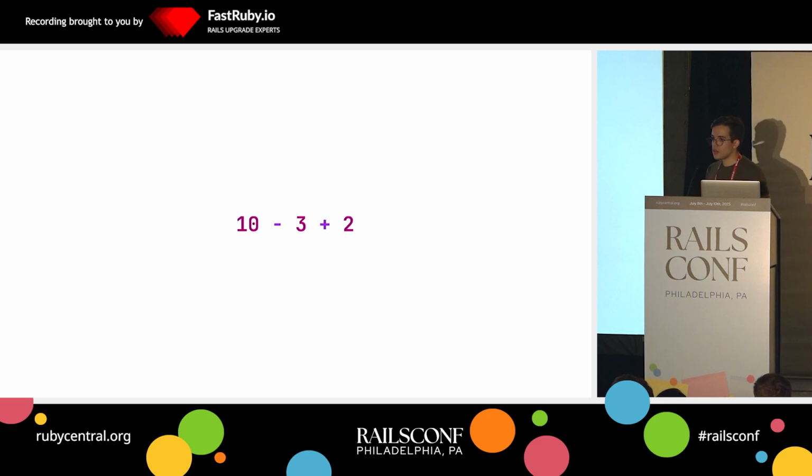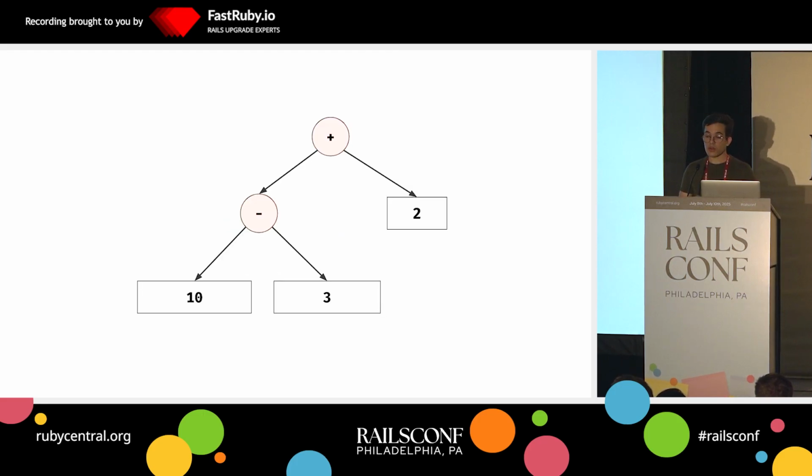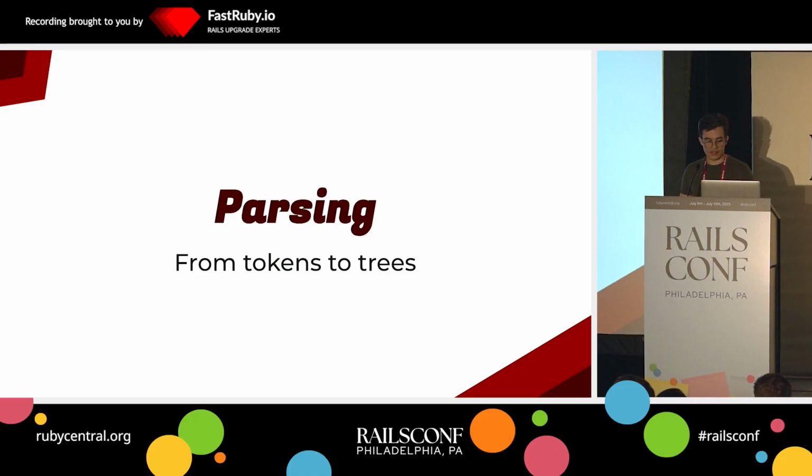Even though we have the tokens, we are not ready to understand the information yet. Take this expression as an example. Because of math, we know that we have to do the left subtraction first and then the addition. Because if we did it the reverse way, we would get a different result. So the order of operations matters, and we need some kind of structure that tells us the order of operations. And that is called parsing.